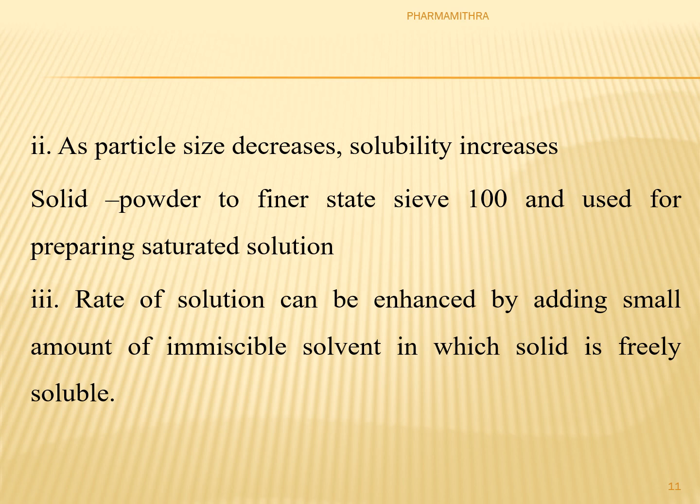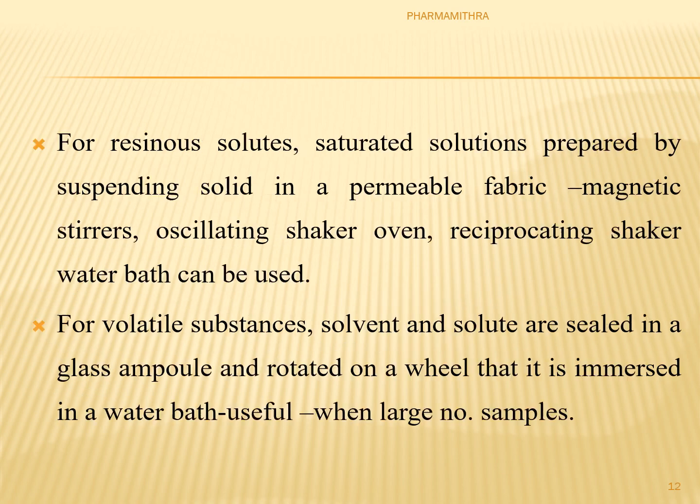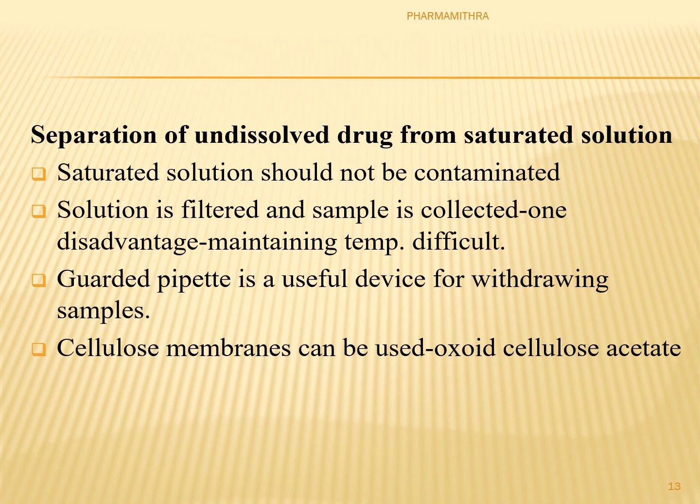The third way is that we can increase the rate of dissolution by adding a small amount of an immiscible solvent in which the solid is freely soluble. But in case of a resinous solute, we prepare the saturated solution by suspending. To increase the dissolution, we can use magnetic stirrers, an oscillator shaker oven, or a reciprocating shaker water bath. In case of volatile substances, we immerse in a water bath and keep a large number of samples. Then we have prepared, in the second step, the saturated solution for determining solubility.